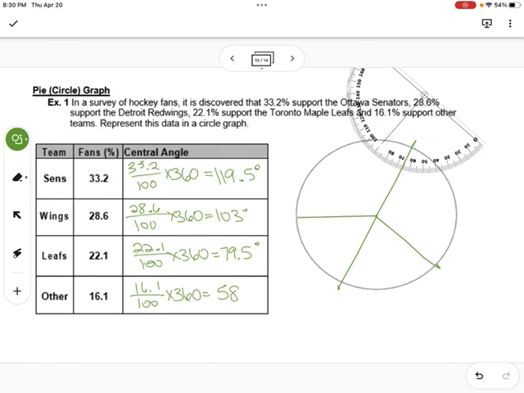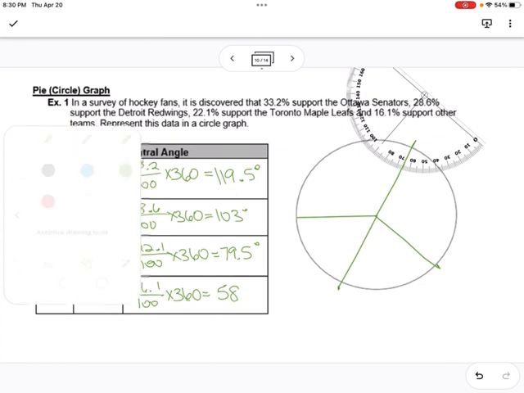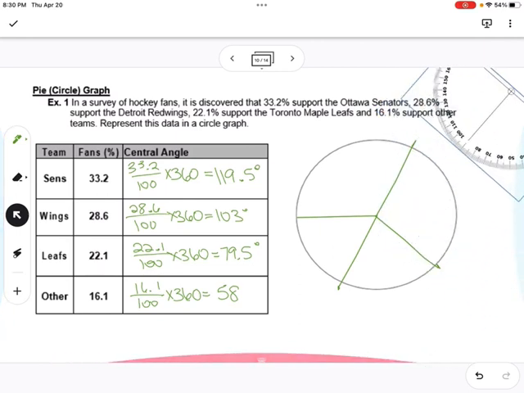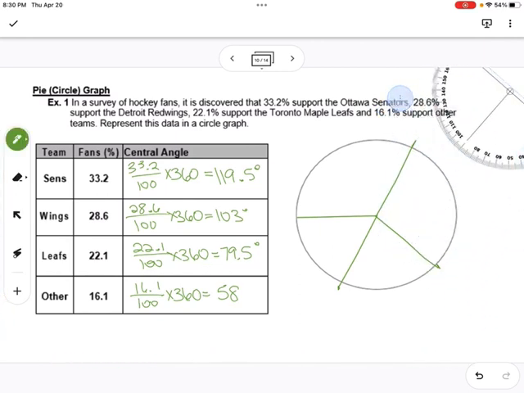Okay, so now that we have our lines, we can label all this. Okay, so our biggest portion is Sens. Next is Wings and Leafs. And last we have Other.